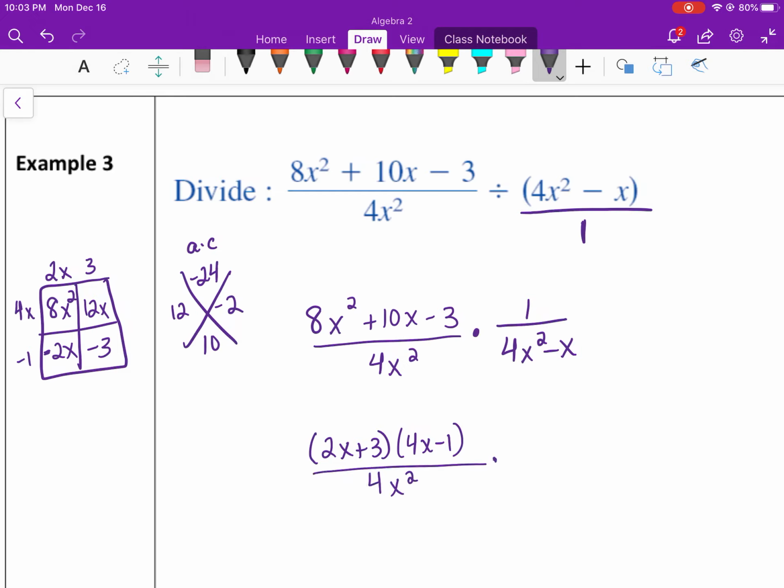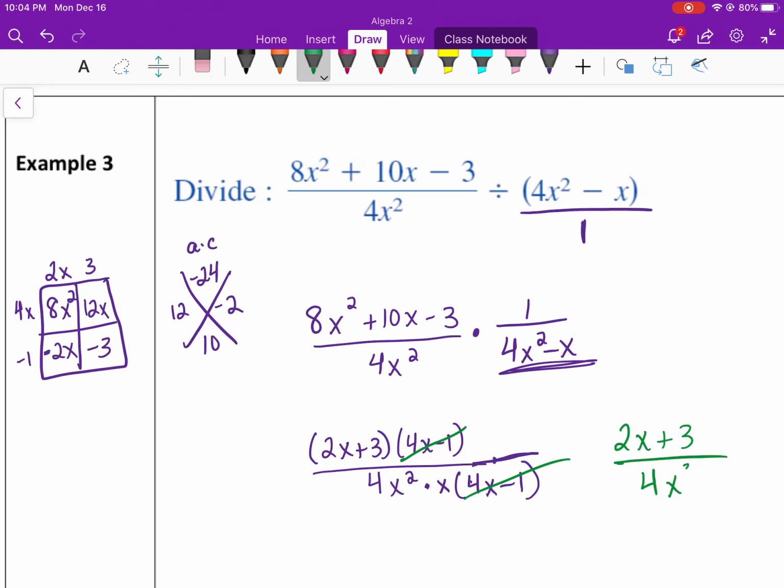Now 4x squared doesn't factor. I can just do times 1 on the top there, and then I can take an x out of this one, and I'll be left with 4x minus 1. So then both 4x minus 1 simplify. And that's it. So on the top I have 2x plus 3. And then on the bottom, 4x squared times x will be 4x cubed. And that's as far as it goes.